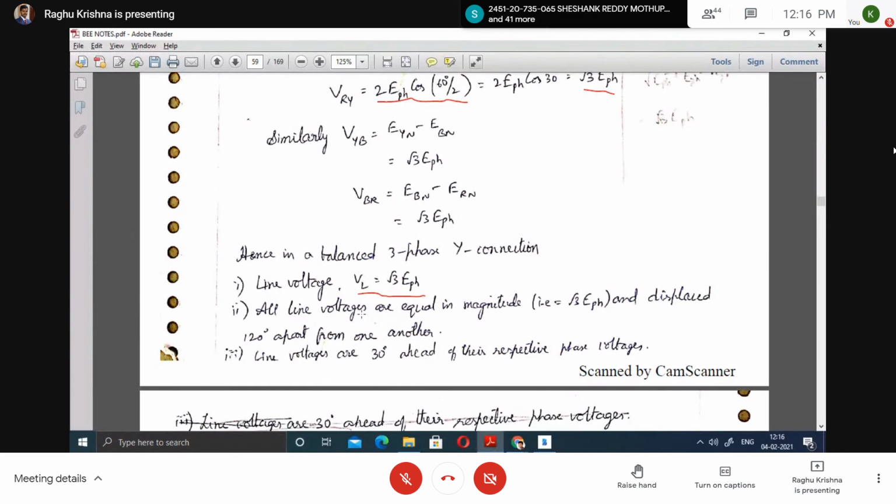Next, all the line voltages are equal in magnitude, that is root 3 V phase, and displaced 120 degrees apart from one another. You can see from the phasor diagram. Next, the line voltages are 30 degrees ahead of their respective phase voltages. You can see here.